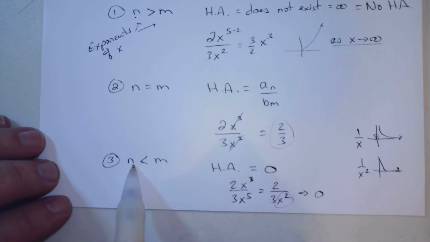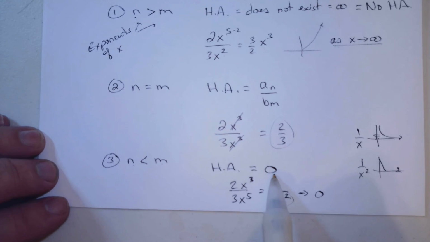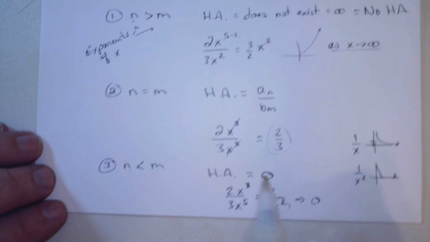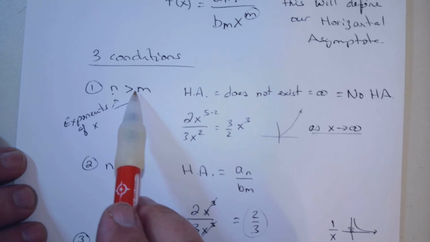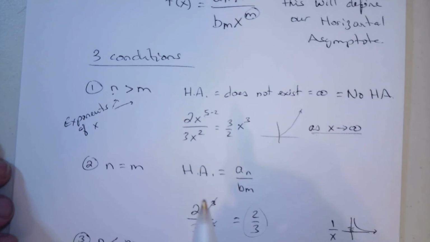Eventually, it gets very close to 0. So if the top exponent is smaller than the bottom, the horizontal asymptote is 0. If they're equal, it's simply the coefficients. If the top is bigger, there is none. There's no horizontal asymptote.